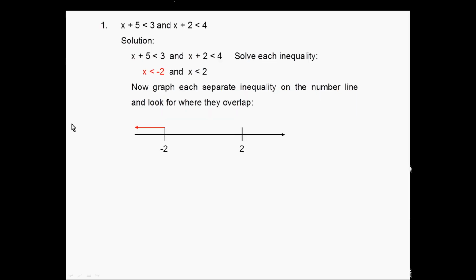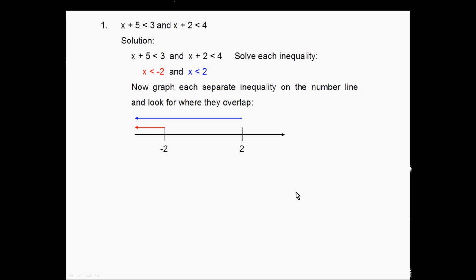So here's x less than negative 2. Okay, I'm not going to put the open dot. If you don't see the solid dot, then that means that it does include the endpoint. So there's x less than negative 2. Okay, when I do these examples, I'm always going to have the one on the left graphed in red and the one on the right graphed in blue. And here's x less than 2.